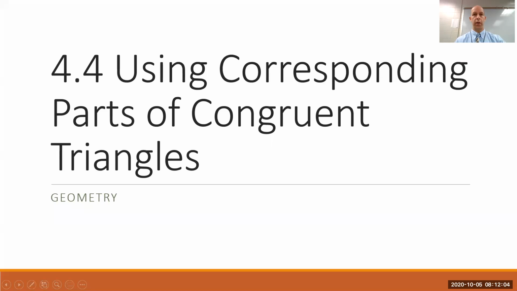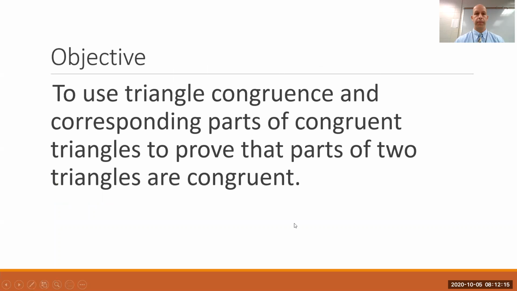Today we're going to continue to move through chapter 4. We only have one section to cover this week, and that is 4.4, using corresponding parts of congruent triangles. Our objective here is to use triangle congruence and corresponding parts of congruent triangles to prove that parts of two triangles are congruent. It's a mouthful.